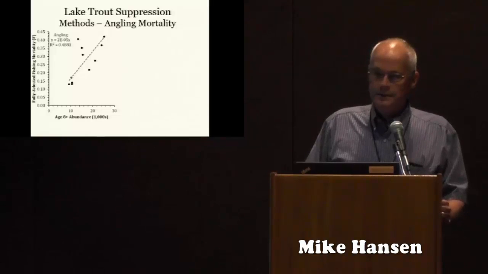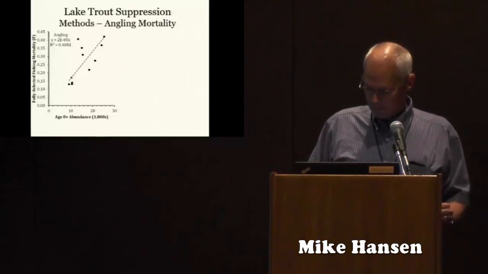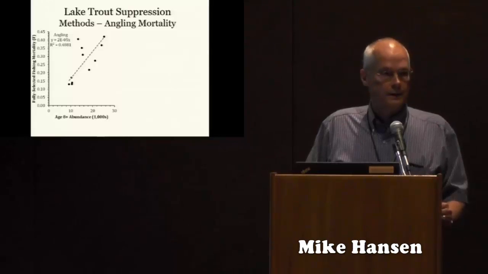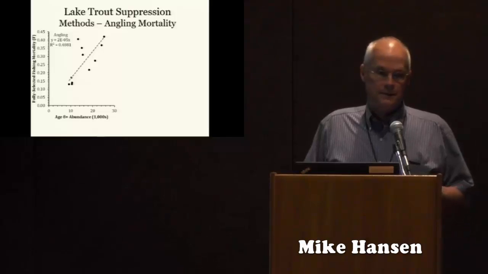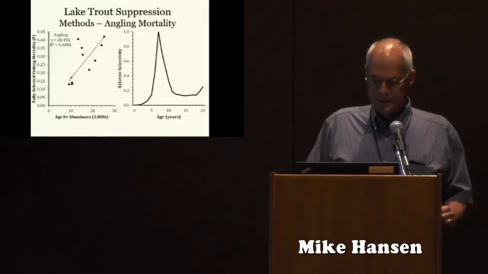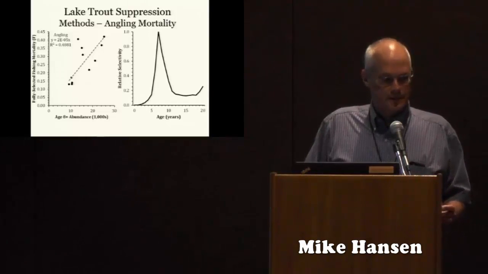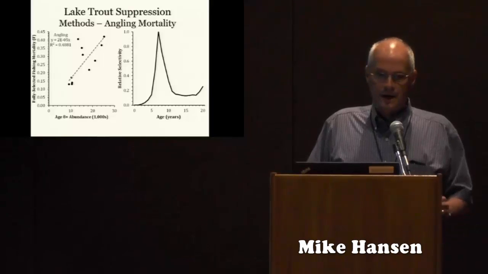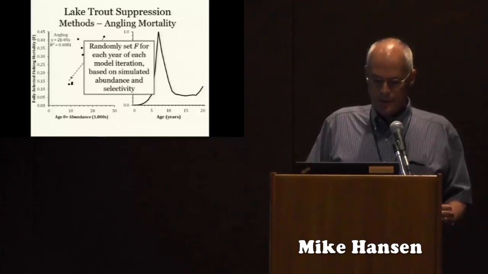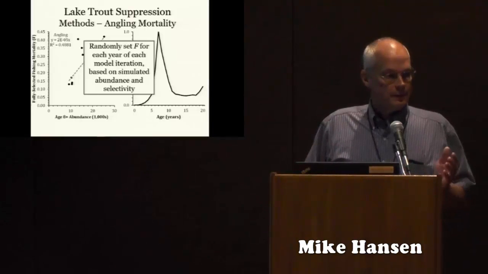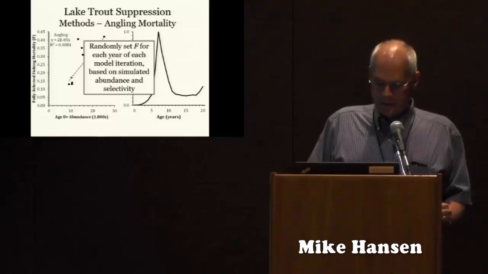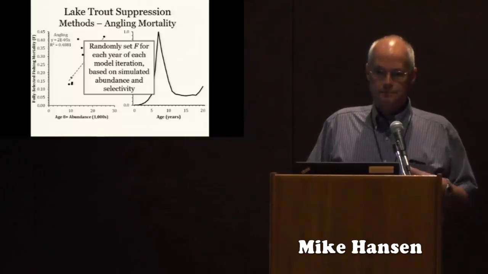So in this case, angling is treated as simply a density-dependent mortality function with wide uncertainty. That uncertainty then reflects the implementation error that one would expect. It has a strange relative selectivity, but well understood now with lots and lots of information. So basically, angling is set as a random, fully selected fishing mortality for each year of each model iteration.